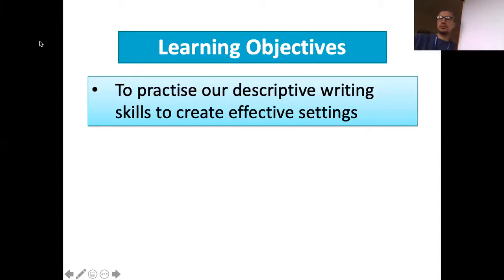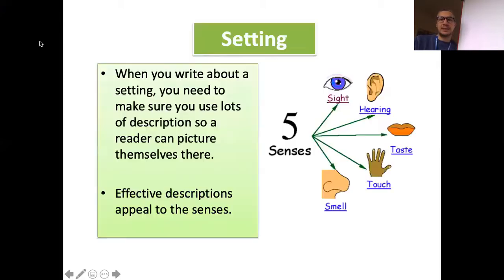All right. So the first thing we want to focus on is our senses. Now, when you write about a setting, you need to make sure you're using lots of description. And so an easy way of thinking about that is our 5 senses. What can you see? What can you hear? Maybe what you can taste, touch, and smell. Now, we're year 3, so let's focus on maybe just using 2 of those things, sight and hearing. And then when we start focusing on our characters, maybe we can focus on touch and smell as well.